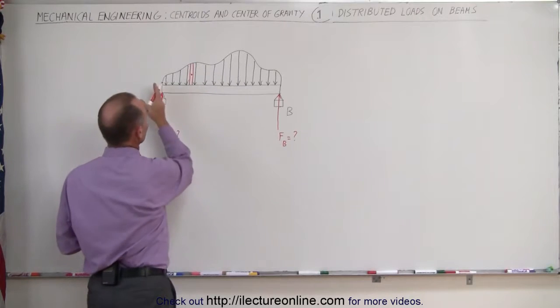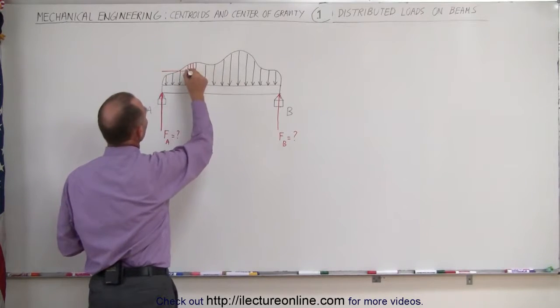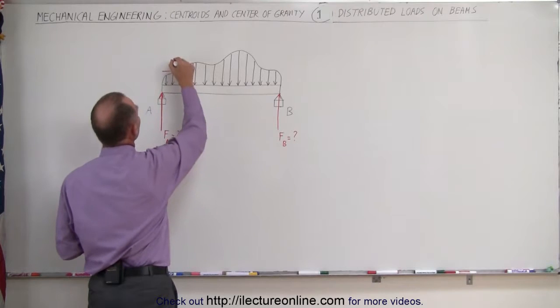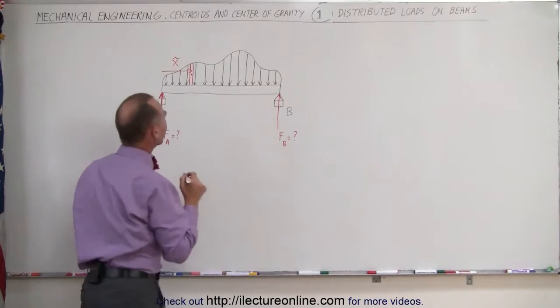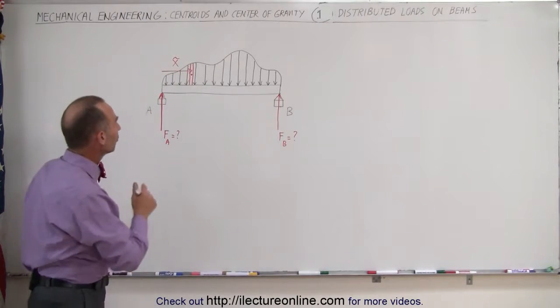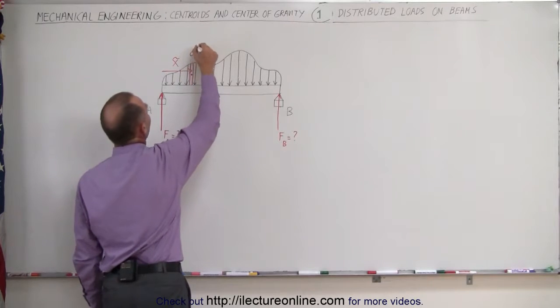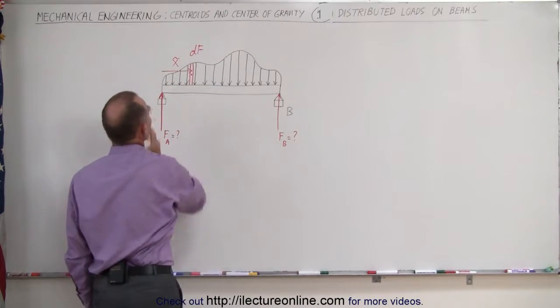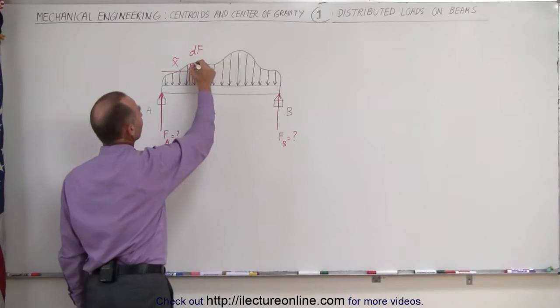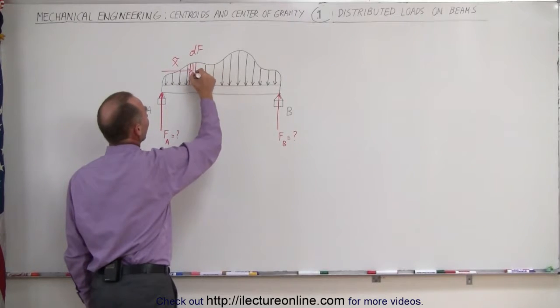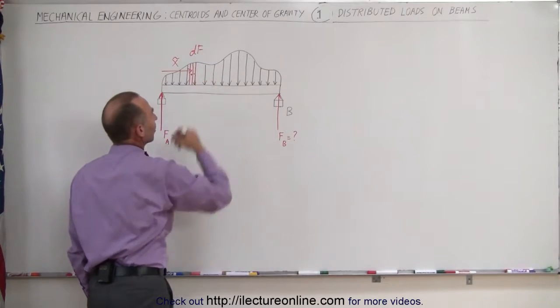That would be the centroid relative to, let's say, point A to that particular point. Let's call that the centroid of that small little force. So that's a small df acting at a distance x away from point A. And then we find the force right next to that, and again we find the centroid there, and the force next to that, and centroid there.